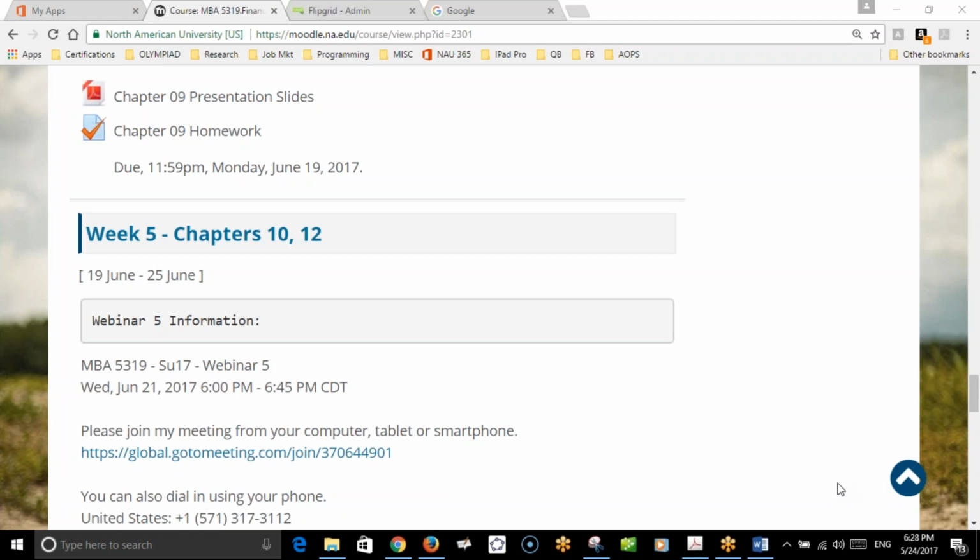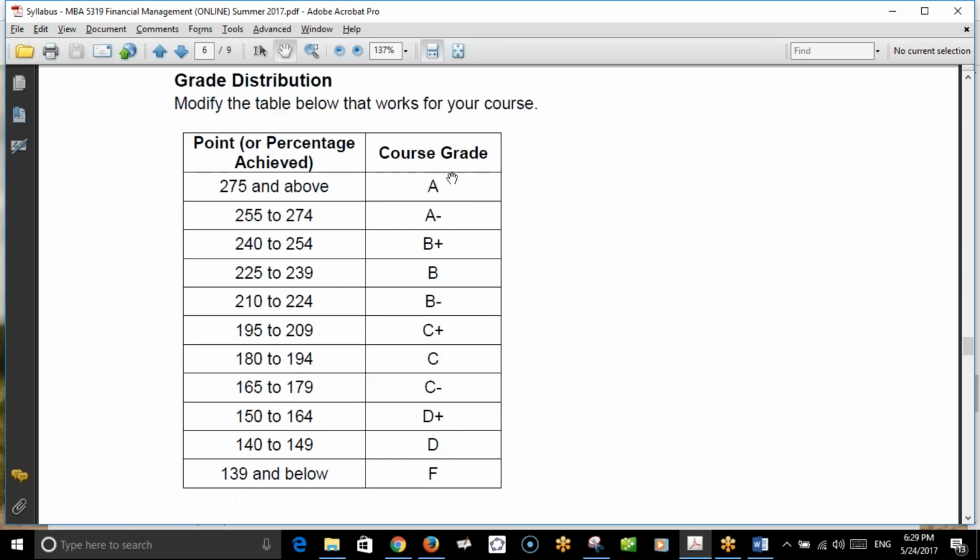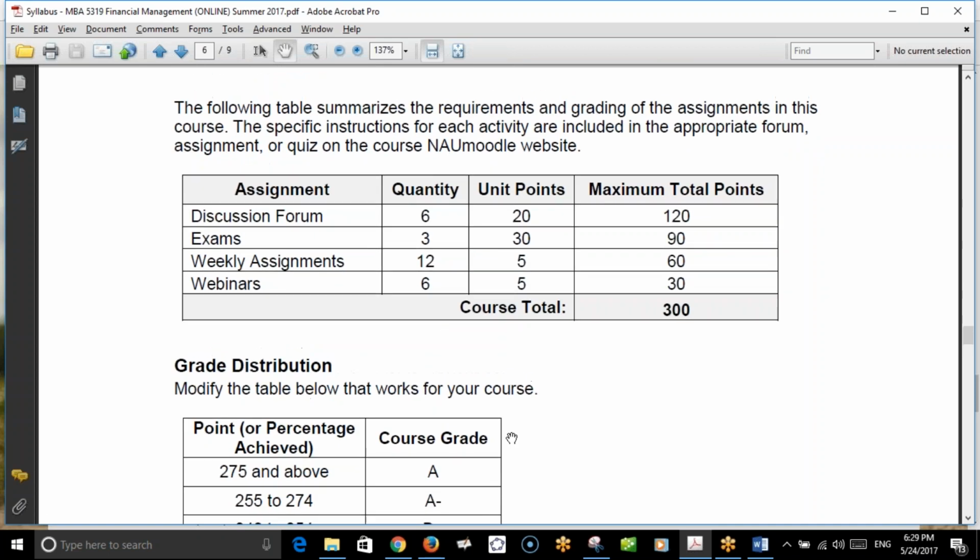Let me restart the recording. Okay, so we are recording. Let me go back to our syllabus quickly then. The important thing on our syllabus, I think most of it you heard me say in the audio, is on the 6th page of our syllabus, which is available on Moodle: you can see the grading scheme. The grading scheme has 4 items, as you can see here: the discussion forums, exams, weekly assignments, and webinars, for a total of 300 points. And you can also see the grade distribution here, based on the 300 points.